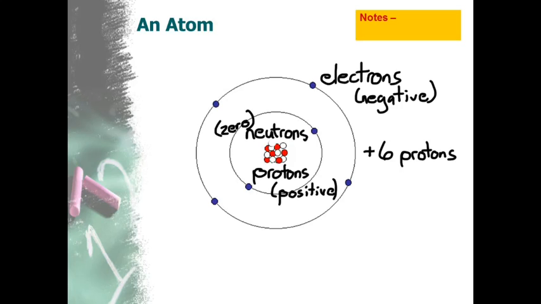There are 6 neutrons, but they have 0 charge. So when we're calculating the charge of an atom, we don't even bother with the neutrons because they don't contribute any charge anyway. And then we want to count the number of electrons. So there are -6 electrons, or we could say -6 charges due to electrons. When you add all of these together, 6 plus -6, you will get 0 charge.